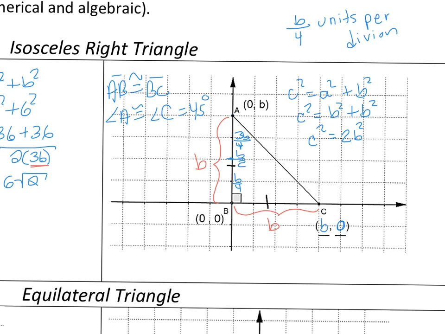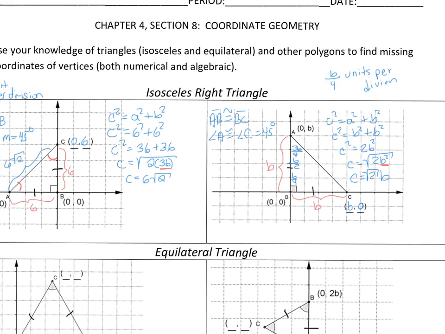And if I take the square root of both sides, I end up with c equals the square root of 2b squared. And of course, b squared is a perfect square. So I'm going to go ahead and take that square root, and I end up with the square root of 2 again times b. I think that is a very interesting result.